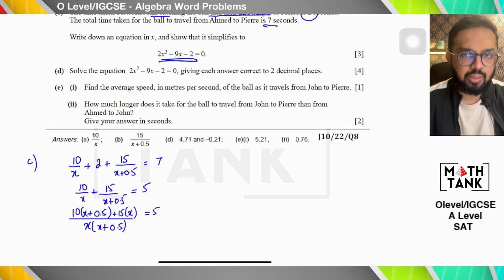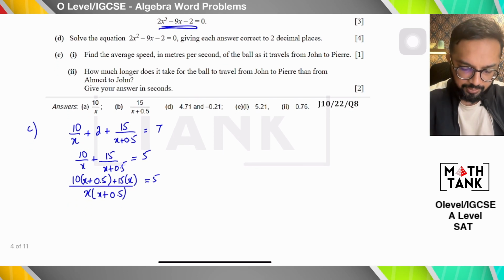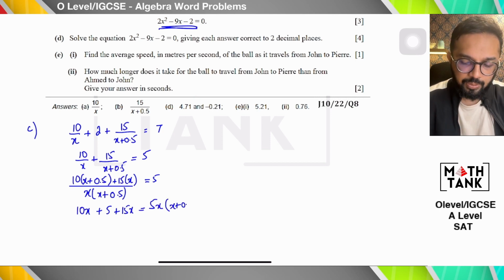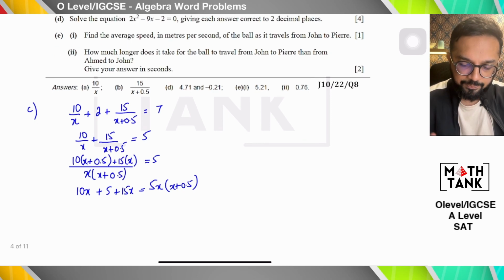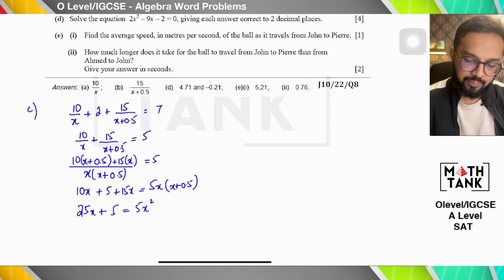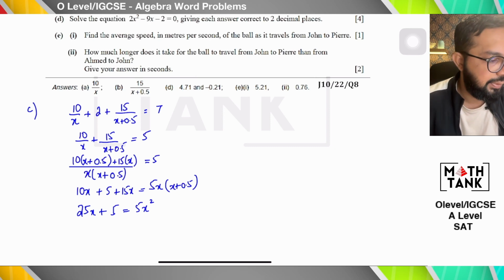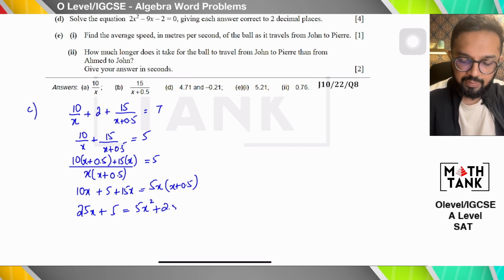Okay, I think that multiplication is relatively simple. So 10x, 10 into 0.5 gives me 5, 15x, and this becomes 5x into x plus 0.5. Cross multiplying gives me this. So let's see, 25x plus 5, 5x squared, what's 5 into 0.5? It's 2.5, right? 2.5x.